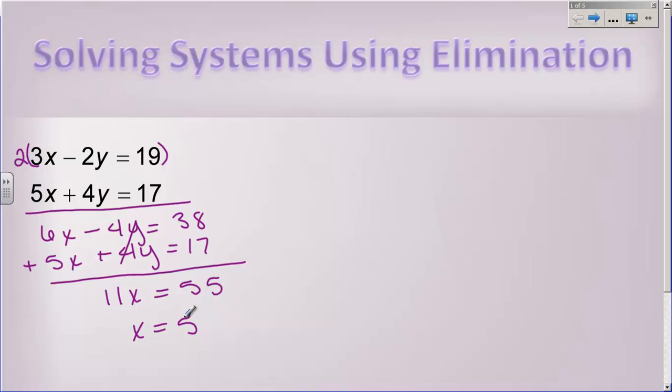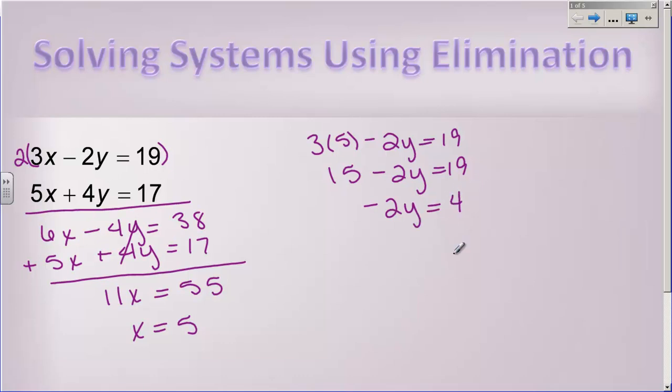Now that I know x, I can find y, and I can plug it into any of these equations I have. It doesn't matter which one. I'm just going to go with the top one. So I have 3 times 5 minus 2y equals 19. Go ahead and multiply. So I end up with this. Negative 2y equals 4 because I'm going to subtract my 15. So y is going to be negative 2. So my solution to this system is 5, negative 2.